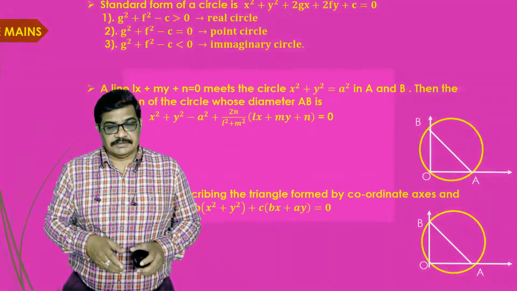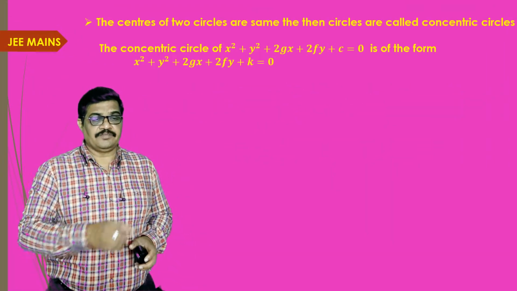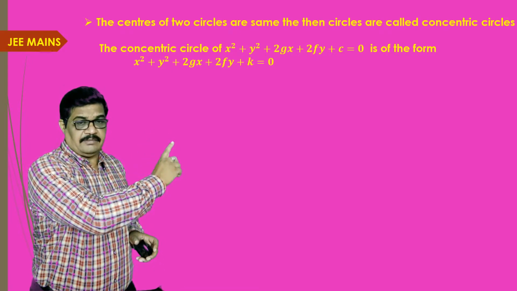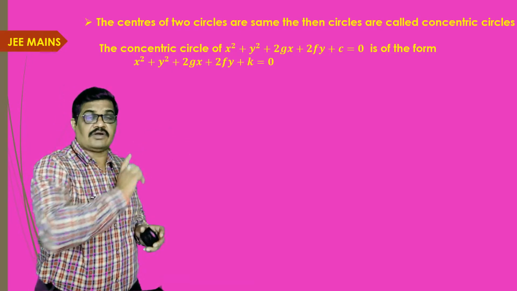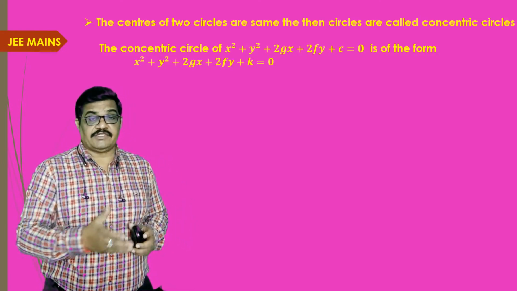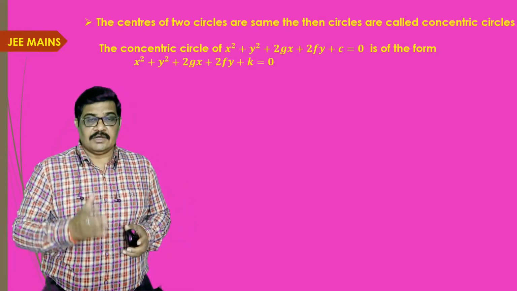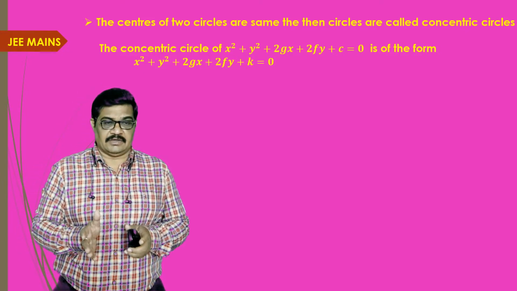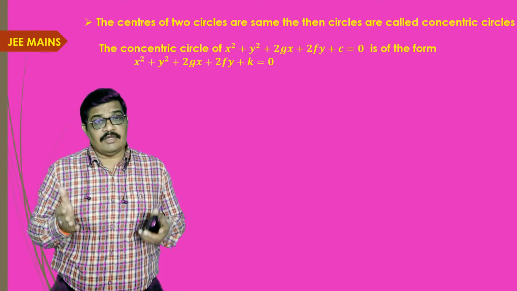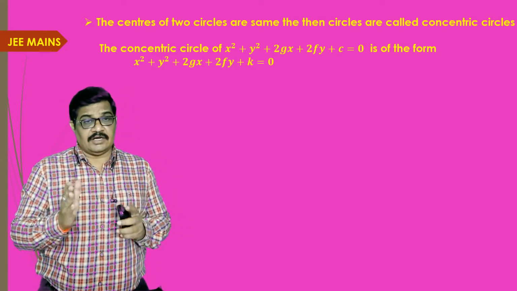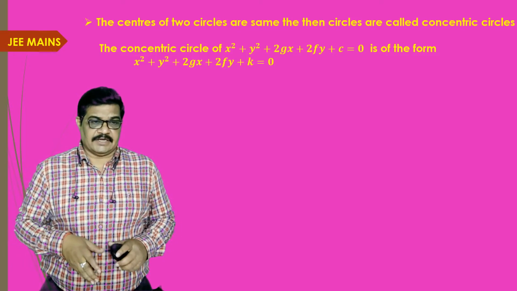Okay. Next, see that if the centers of two circles are the same, then the circles are called concentric circles. What is the definition of concentric circles? Two or more circles having the same center are called concentric circles.